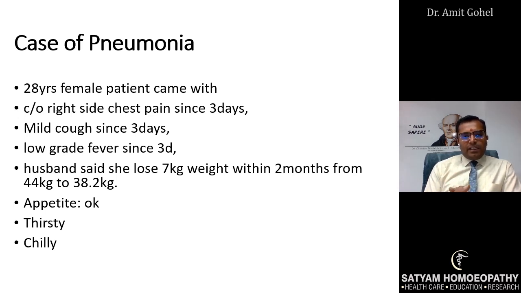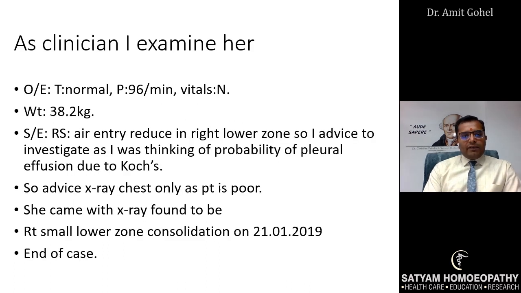But as a clinician, I need to find out that there is weight loss and a history of chest pain, cough and low-grade fever. So I need to rule out a certain pathology. On examination, I found that the temperature was normal, pulse was normal, vitals normal, weight was 38.2 kg. Systemic examination, there is reduced air entry in the right lower zone. So I thought of the possibility of a pleural effusion due to cough, because of weight loss, low-grade fever, cough and chest pain. It is just the clinical sign of cough.